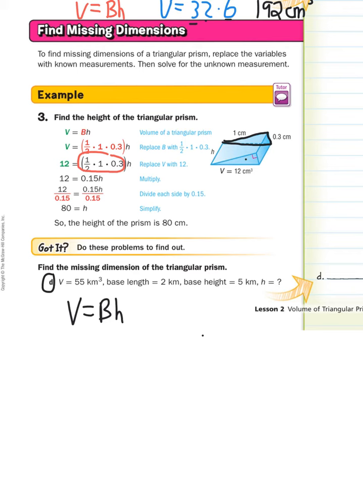So, volume is 55. So the 55 goes in for the V. Now, we don't know the height, so that's going to stay H. Now, big B, remember, that's the area of that triangular base, is going to be half times the base length, which is 2, times the base height, which is 5. And all of that times H, because we don't know what the height is. That's what we're trying to figure out.